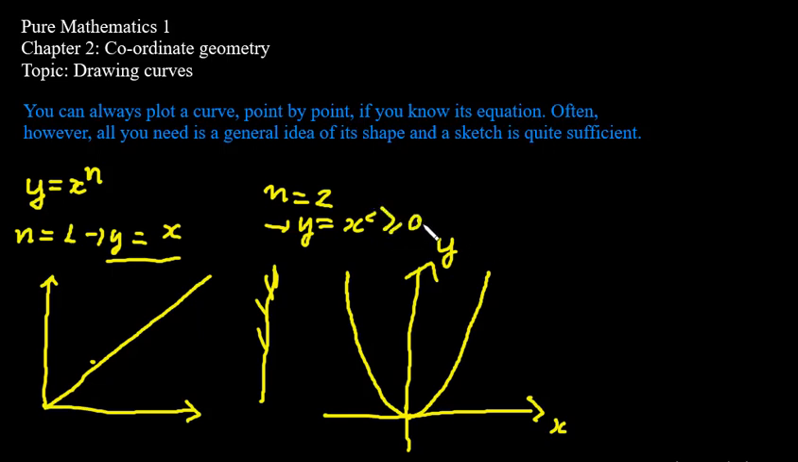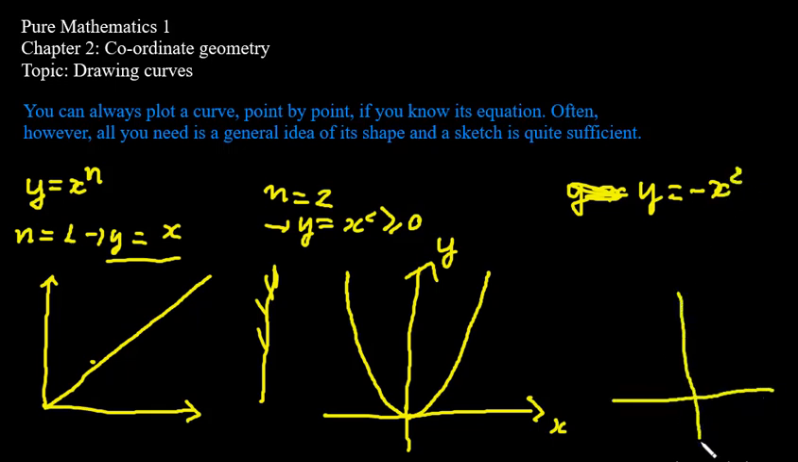But when you have some kind of function like y equals minus x squared, you should notice that the graph now will face this side because it is negative.